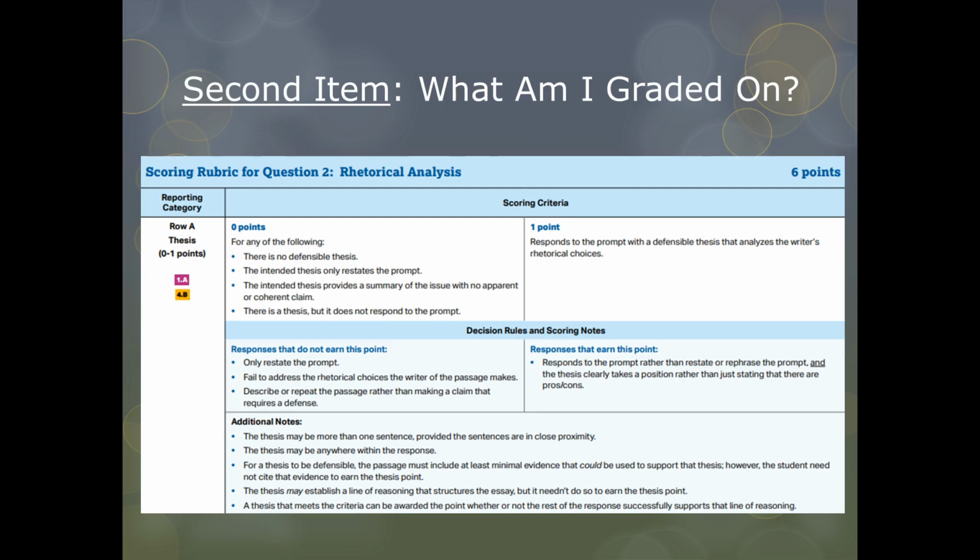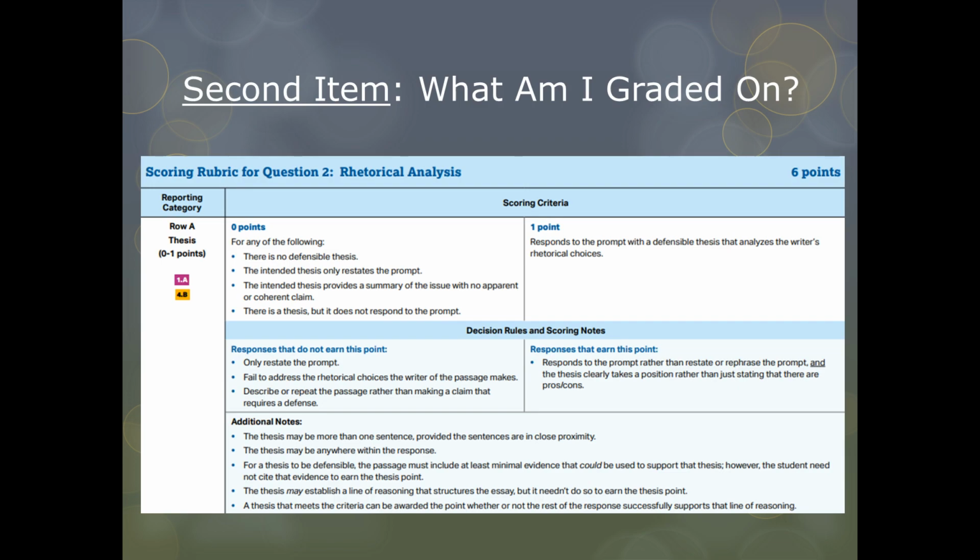Second step, make sure you know what you're being graded on. The rubric's been there since the very beginning, but you want to make sure what each item's asking you to do. For example, thesis, it asks you for a defensible thesis that analyzes the writer's rhetorical choices. But you further want to think about what are some things that actually earn the points. They usually have these little bullet points on the bottom that show you how you can get the point itself. Respond to the prompt rather than restate or rephrase the prompt, and the thesis clearly takes a position rather than just stating that there are pros and cons.